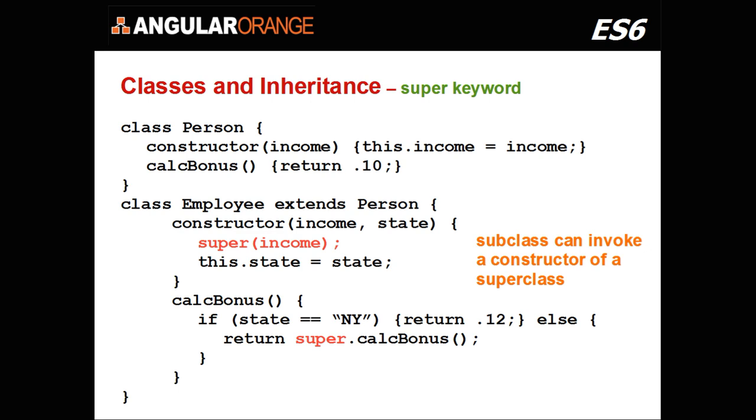So my calculateBonus, if state is New York, I could return 0.12, else return super.calculateBonus. So here's where the calculateBonus in the derived class is either returning its own implementation of the tax, or it's calling the superclass calcBonus function to return 10%. So a subclass can invoke a constructor of the superclass, and the super keyword can be used to invoke functions in the parent class.